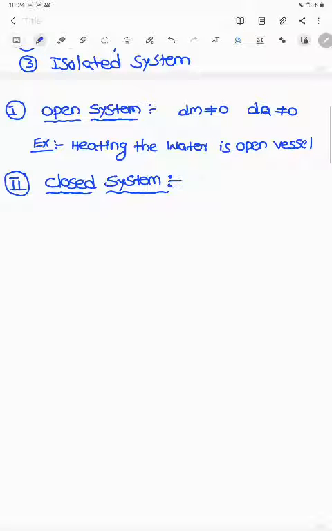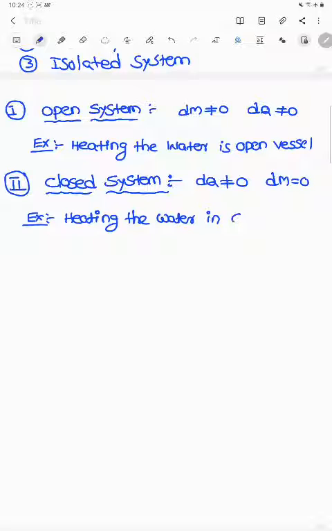In the closed system, only transfer of heat means dq not equal to 0, but dm equal to 0. Example, heating the water in a closed vessel. Third one is isolated system.